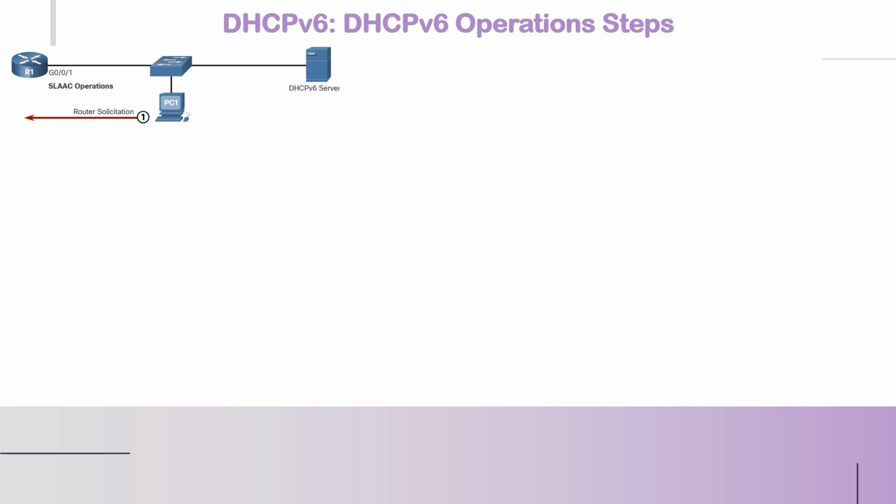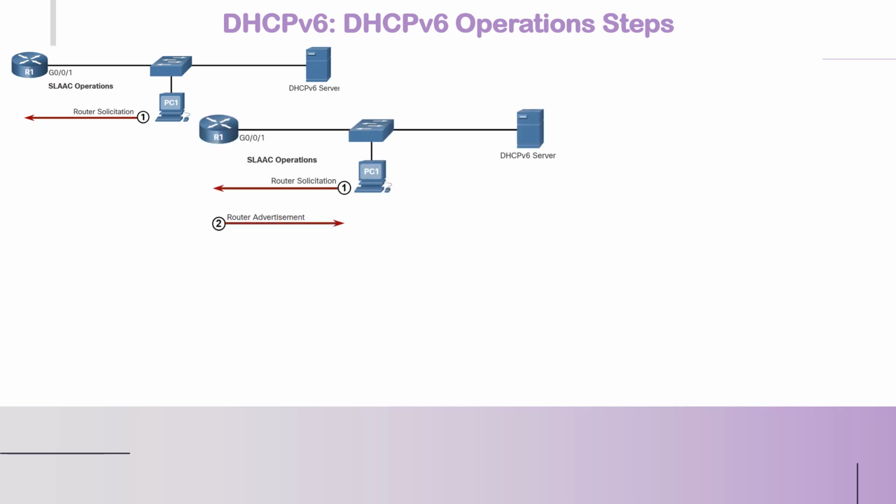The first step is the host sends a router solicitation message, which means that PC1 will send a router solicitation message to all IPv6 enabled routers. And step 2 is the router responding with a router advertisement message, which means that router 1 here in the figure will receive the router solicitation message and respond with a router advertisement indicating that the client is to initiate communication with a DHCP version 6 server.